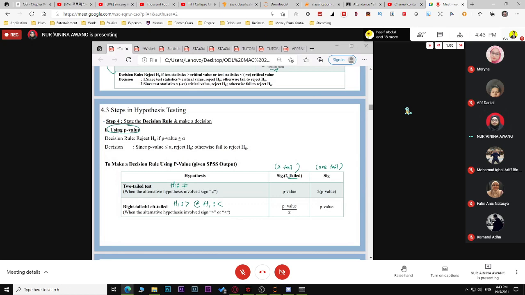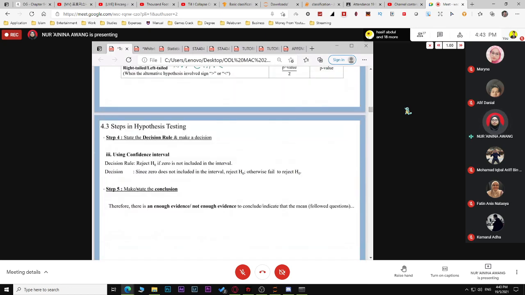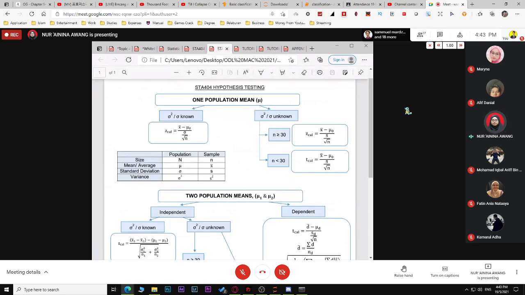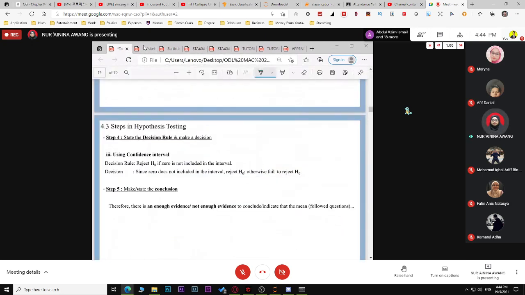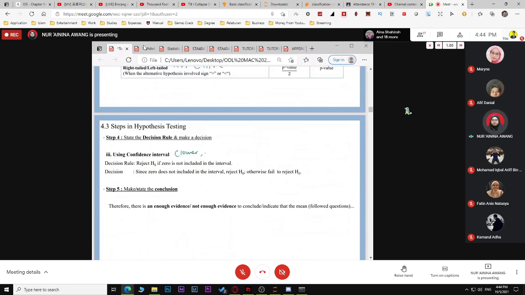And then the last method, if you use confidence interval, dekat step yang kedua tu, you guna this formula nak dapatkan the value. You dapat lower and upper limit, and then how to write the decision rule for confidence interval: we will reject our H0 if 0 is not in the confidence interval. Kalau kosong tak ada, you akan reject your H0. So ini based on lower and upper limit lah. You kena check either 0 is in the confidence interval or not.